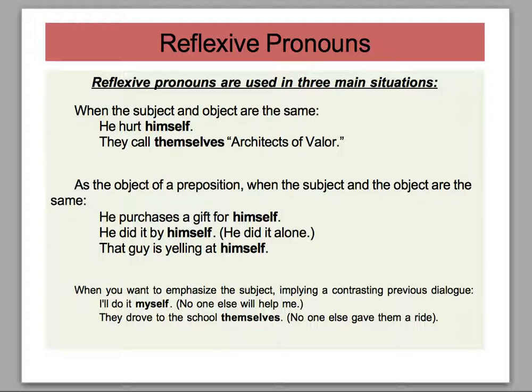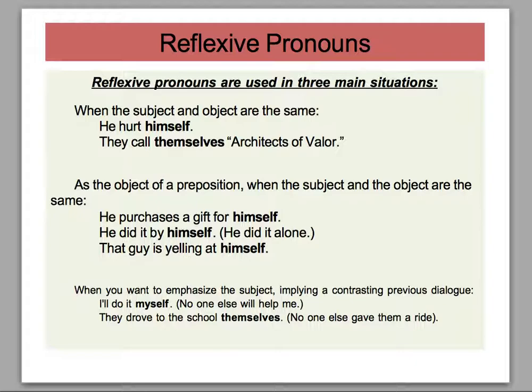We did this by ourselves, right? So ourselves would be the reflexive pronoun in that sentence because it reflects back to we, which is the subject in that sentence. So in that guy is yelling at himself, the subject is that guy, and himself is the reflexive pronoun, the object of the preposition at.